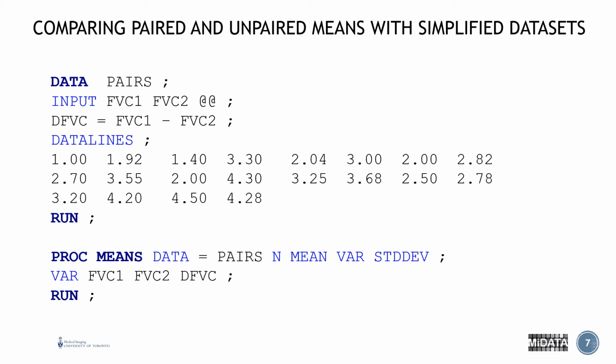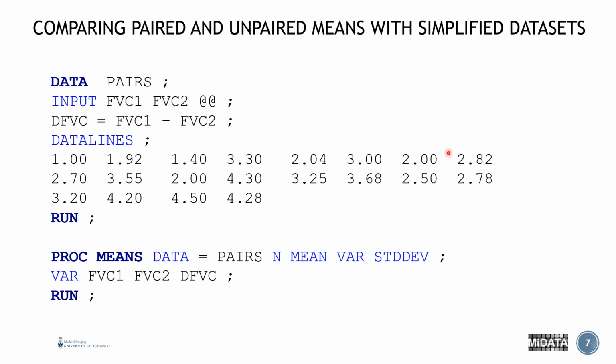Now, if you have paired data, what you're naturally going to think of doing is taking the difference between the pairs and looking to see if that difference is greater than 0. The mean difference is greater than 0. And so this is what we're doing here. We're creating another data set called pairs, where we take the first value and the second value for FVC. We create a variable called dFVC, which is the difference. We actually perform the difference.